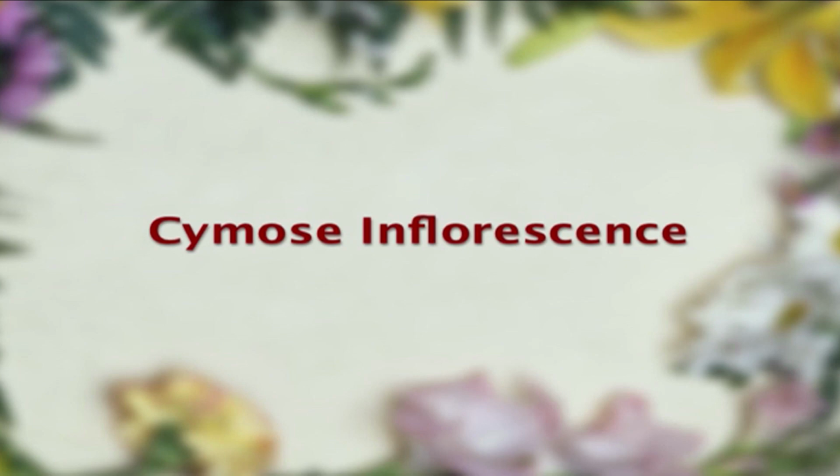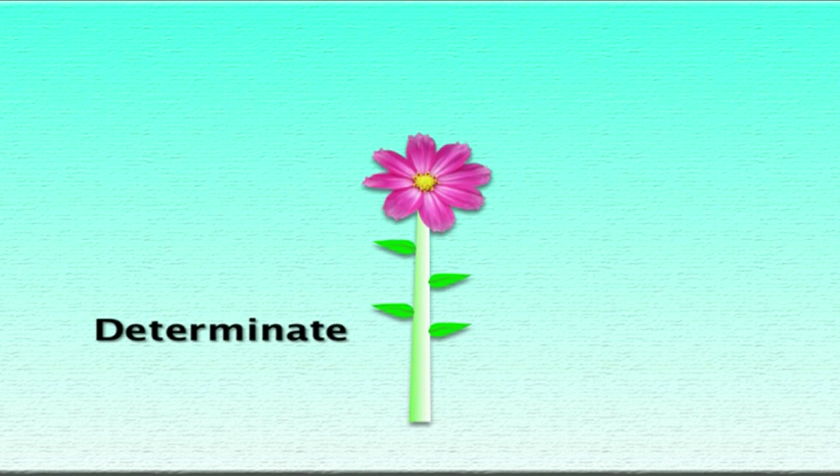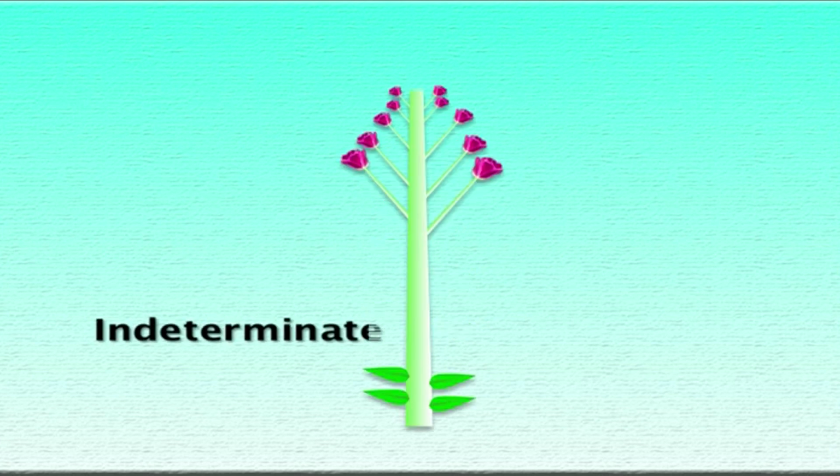The inflorescence becomes conspicuous and attractive due to the brightly colored ray florets. The second main type of inflorescence after the racemose inflorescence is the cymose inflorescence. In this type of inflorescence, the growth of the main axis is terminated by the formation of a flower. The cymose inflorescence is also termed as determinate, as against the racemose inflorescence, which is also termed as indeterminate.